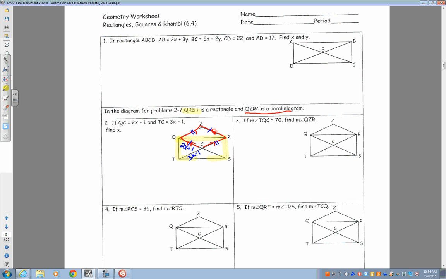So am I using the parallelogram or am I using the rectangle? You're using the rectangle. You should be focusing on the rectangle. All right, what parts or what property can I use to help? Yeah, the diagonals are congruent. All right, so if they're congruent, then I know that 2x plus 1 is going to equal the 3x minus 1. I keep saying y. Because we have a system we have to work.